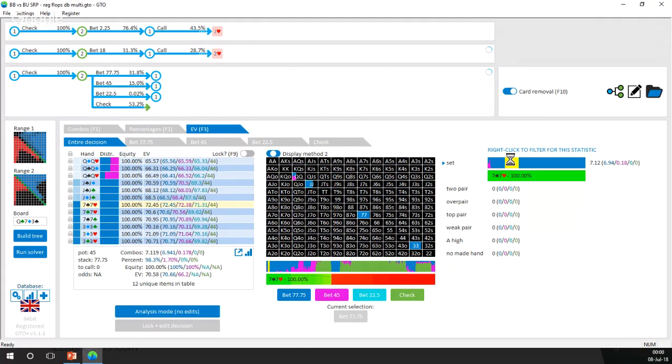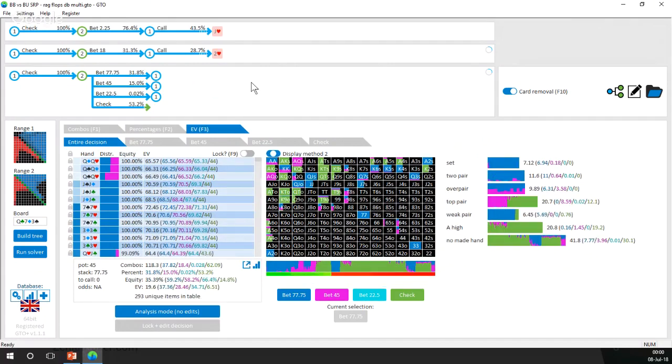We overbet the turn with the sevens for twice the pot. They call, and then the river is the two, which is basically another brick. We overbet the river for about 1.5 times the pot there.